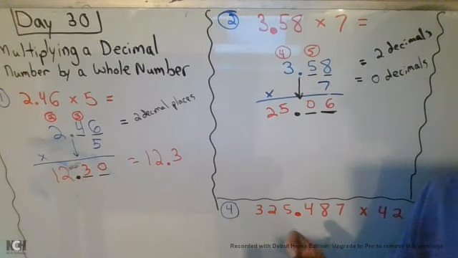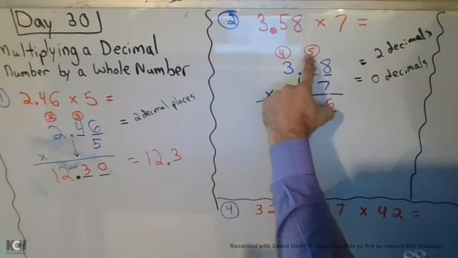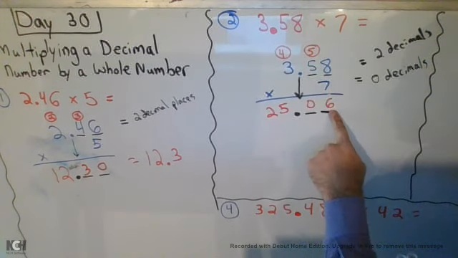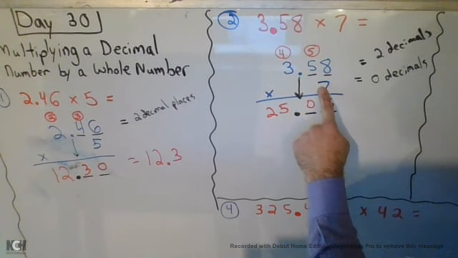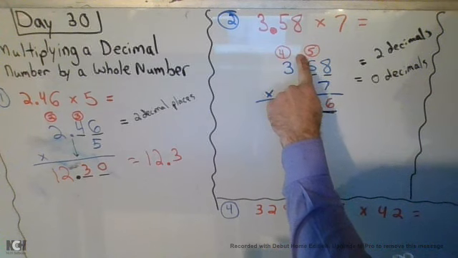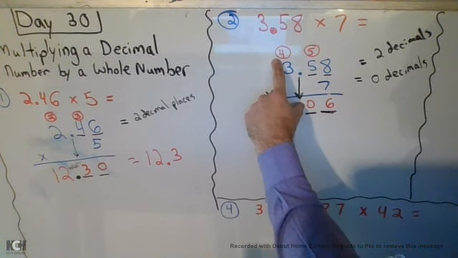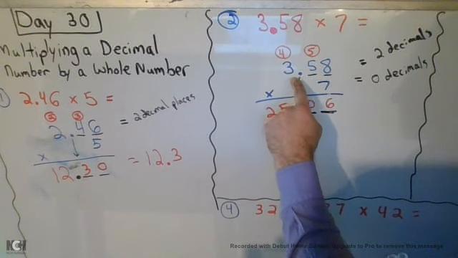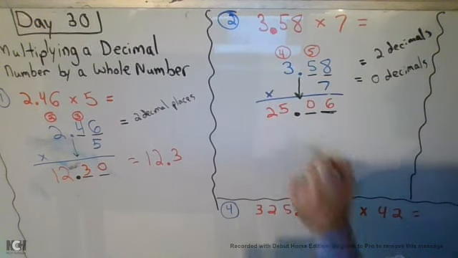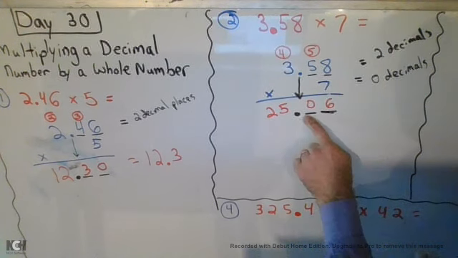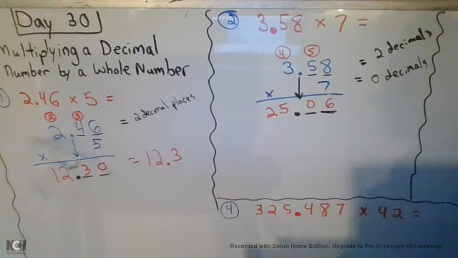So in solving this, what you should have received is 8 times 7 gave you 56. Okay. 5 times 7 gave you 35 plus 5, which gives you 40. And then 3 times 7 equals 21, plus 4 equals 25. Keeping the fact that I have 2 decimal places, my answer should be 25 and 6/100.